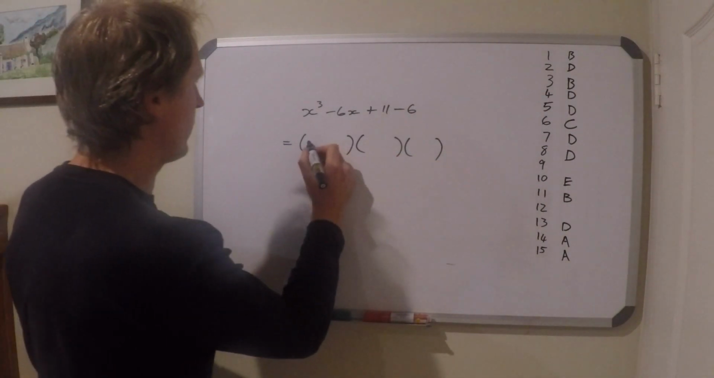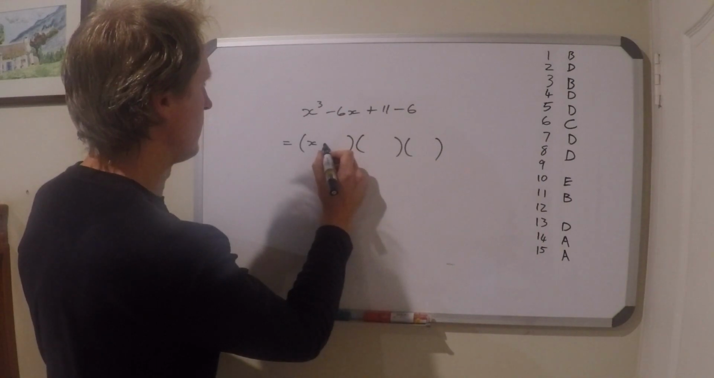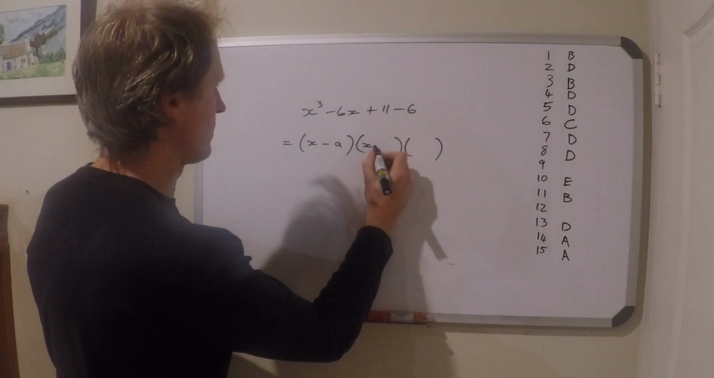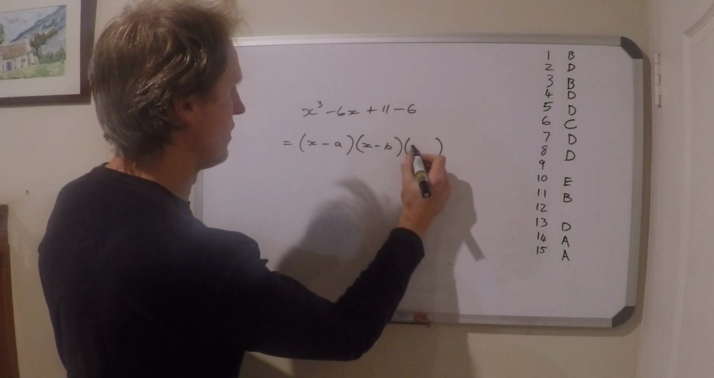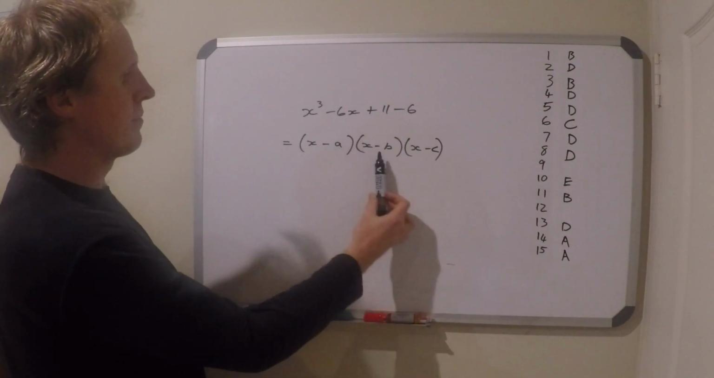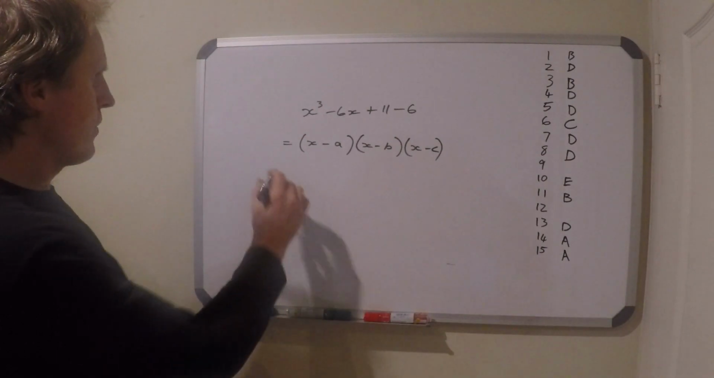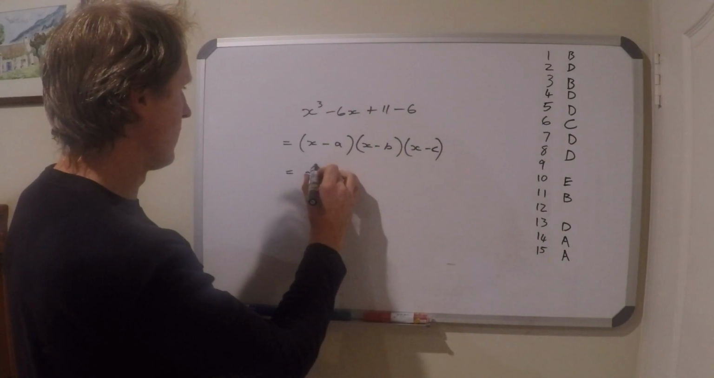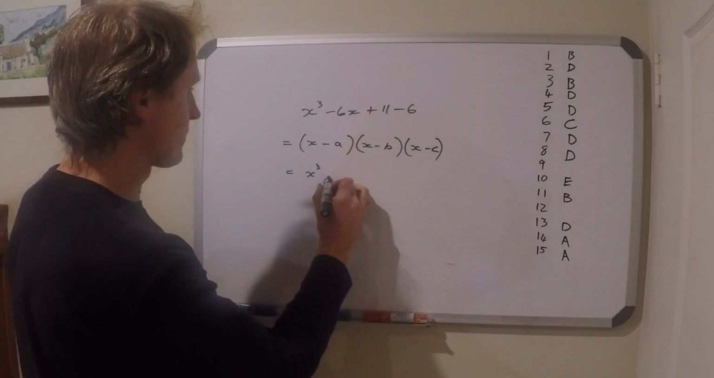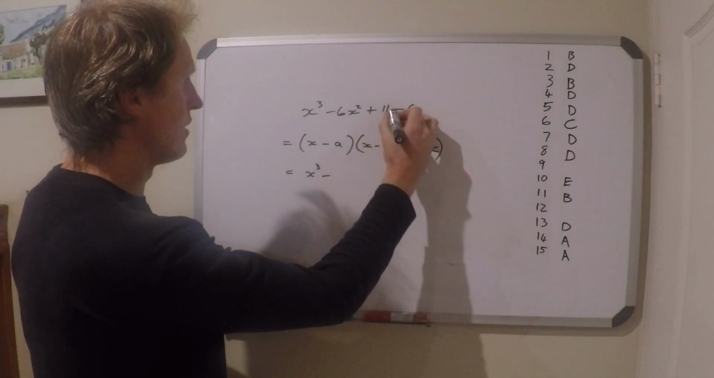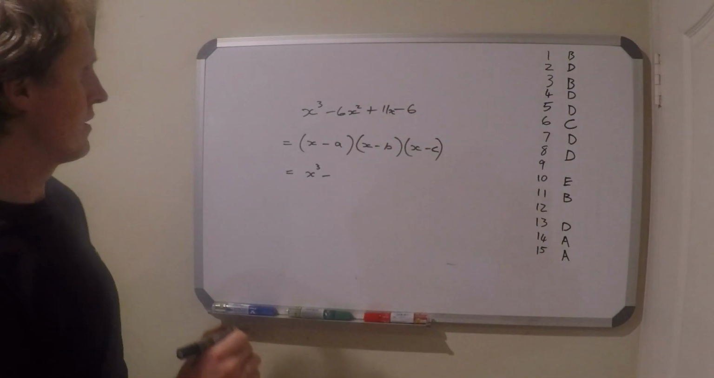So in this case, we know it's going to be x minus a, x minus b, x minus c. And so therefore, in this case, the roots are going to be a, b, and c. If we actually multiply this out, we're going to get x cubed, and then minus, so that was an x squared, 11x minus 6. Sorry, I wrote down the question wrong.